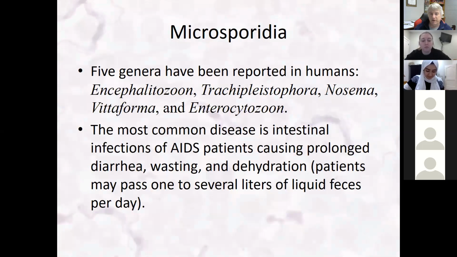peritonitis. Let's just keep on giving the itises, right? There's 5 genera that have been reported in humans. These have names like Encephalitozoon, Trachipleistophora, Nosema, Vittaforma, and Enterocytozoon. The most common disease is intestinal infection of AIDS patients: diarrhea, wasting, and dehydration, losing several liters of liquid feces a day.